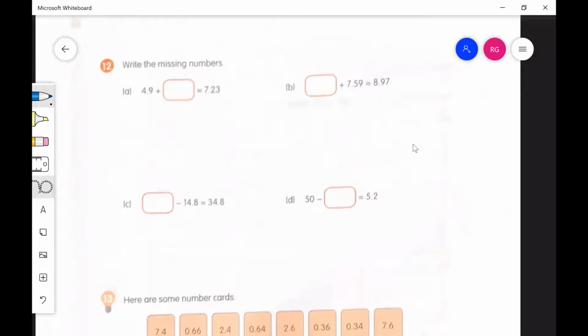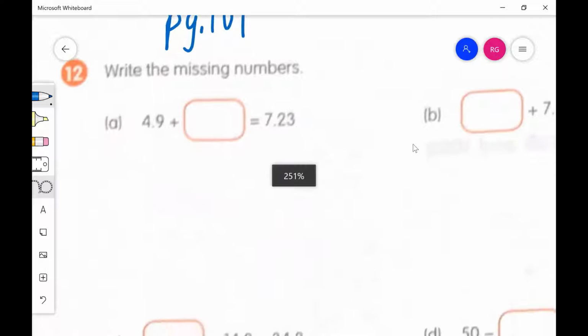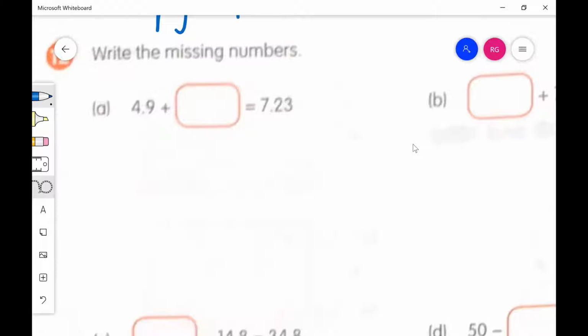Next, we're going to start at the top. This is page 101, and it says to write the missing numbers. Well, in order to do this, what I really need to do is subtract here. This is how I actually do it. 7.23 minus 4.9 should be whatever is in that box.